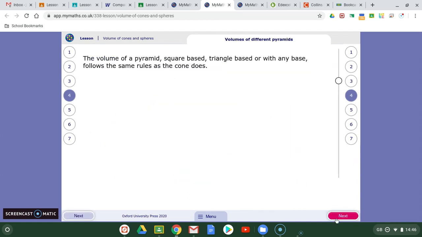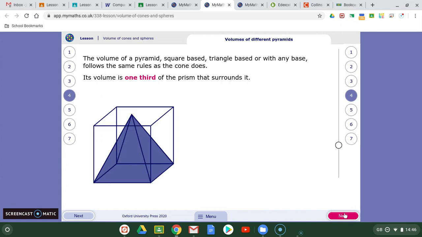Okay, now quickly for the pyramid, similar sort of thing. Now obviously for a cone, the surrounding shape that is around it is a cylinder, because they have a common face, don't they? They have that circle at the bottom, and the cylinder has the cross section. However, if we've got a pyramid here, the volume of a pyramid is 1/3 of the prism that surrounds it, and the prism that surrounds it is decided by the base of the pyramid.